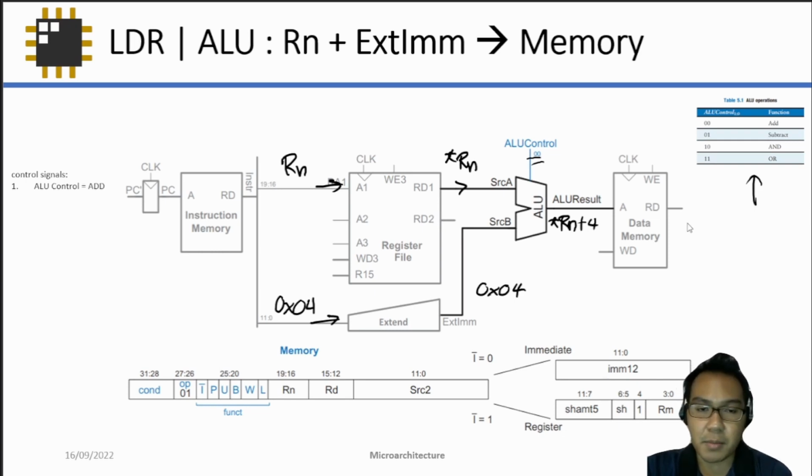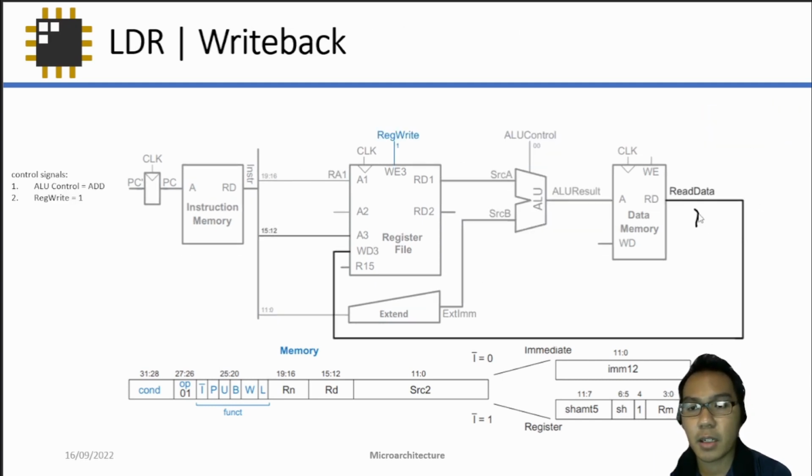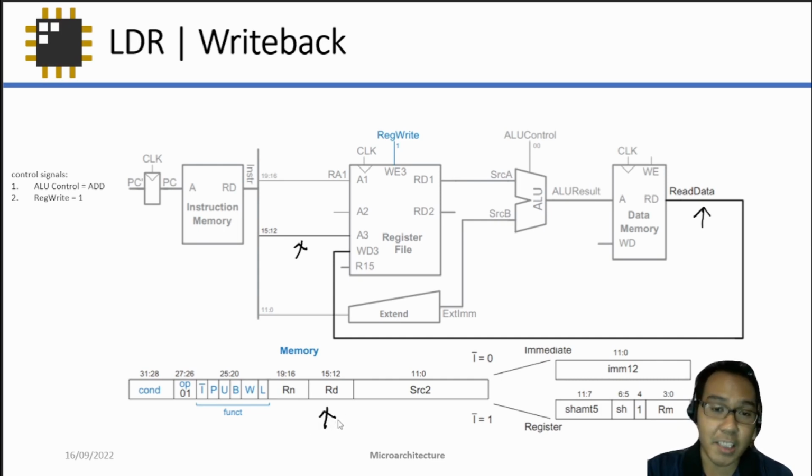So now the data memory reads it combinationally and outputs it through here. So now you have whatever the contents of the thing that you want to read. And now let's call that read data. We want to write that back into the register file. So we put it into write data 3, and then we make sure that A3 is connected to the destination register. So the destination register RD is bits 15 to 12. So we connect the bits 15 to 12 of the instruction to A3.